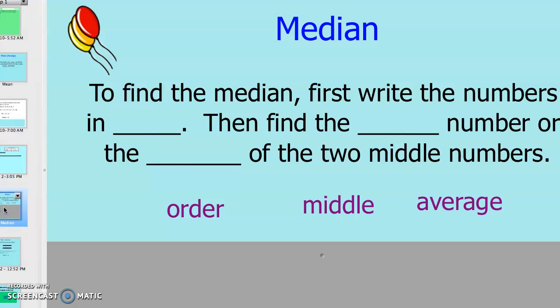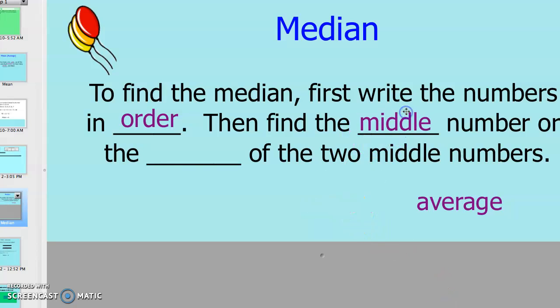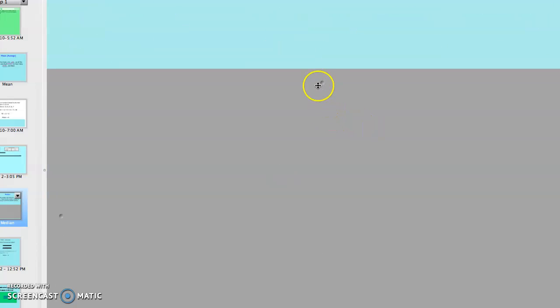The next measure of central tendency is median. Median, I always think about middle. So median and middle, they both have the same amount of letters. And if you drive down the road, the median is in the center of both lanes. So to find the median, you first write the numbers in order. This is the most important step. You always have to write the numbers in order first. Then you find the middle of the numbers. Sometimes there's only going to be one number in the middle, and that's your median. But if there's 2 numbers in the middle, you have to find the average of those 2 numbers to find your median. So I'm going to give you an example.